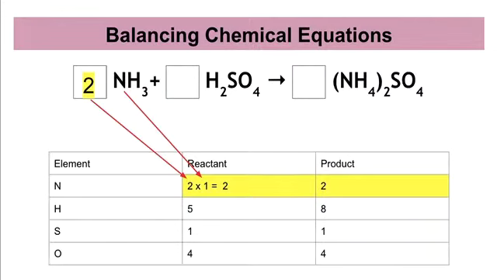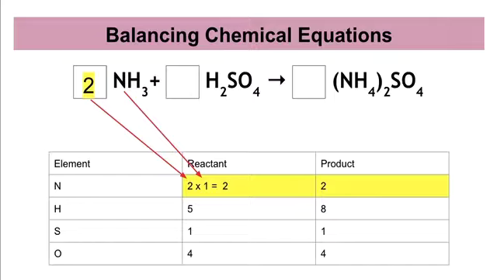So let's work here. We had identified that nitrogen was out of balance. There were 2 on the product side, but there was only 1 on the reactant side. So I would like to have 2 on the reactant side so they balance. I'm going to throw in a coefficient of 2, meaning instead of having 1 molecule of NH3, I'm going to have 2 molecules of NH3. 2 times 1 tells me I now have 2 nitrogens.